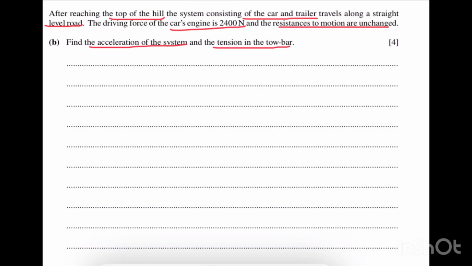So the new changes that they've given us are that instead of traveling on an inclined hill, now we have a straight level road. Other than that, now they've given us the driving force of the car's engine, which is essentially the driving force of the entire system, since the car is pulling the trailer. So that is 2400 newtons. And other than that, we have the resistances to motion, which are the same. For the car it was 400, and for the trailer it was 200.